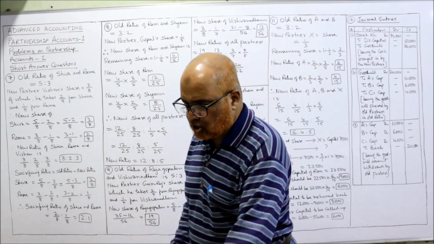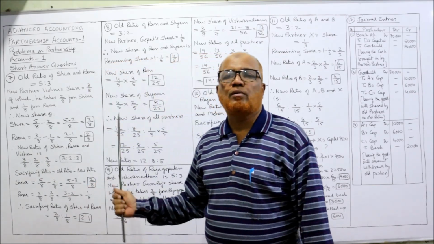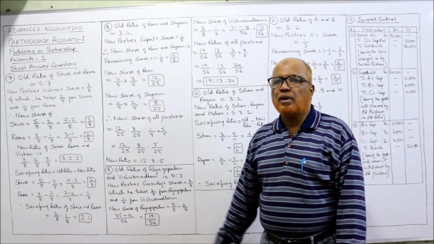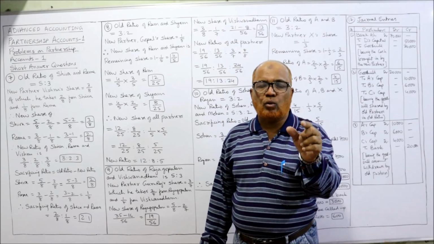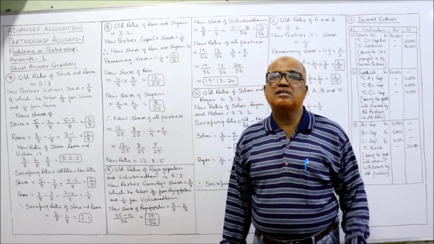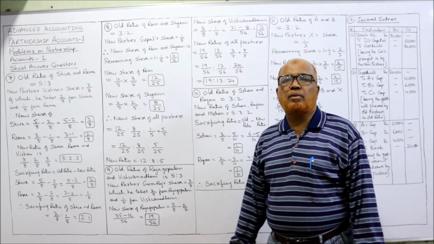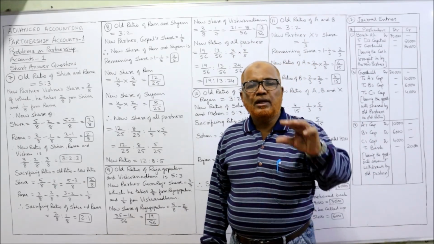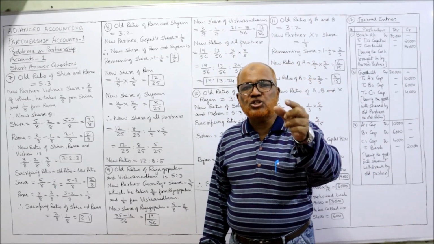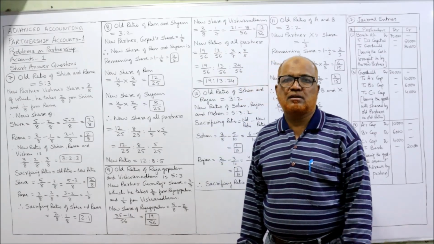Calculate the new profit sharing ratio. What is the difference between the previous problem and this problem? In the previous problem, how much share is given by the old partners to the new partner was given. But in this problem, it is not given. Only the old ratio and the share of the new partner are given.